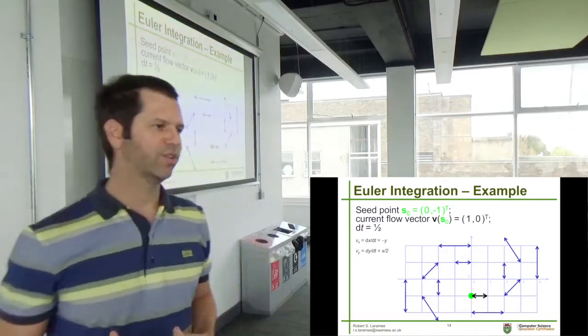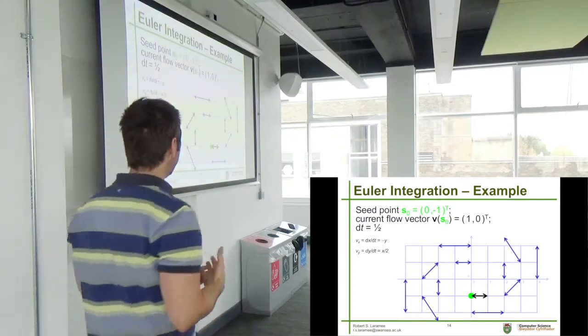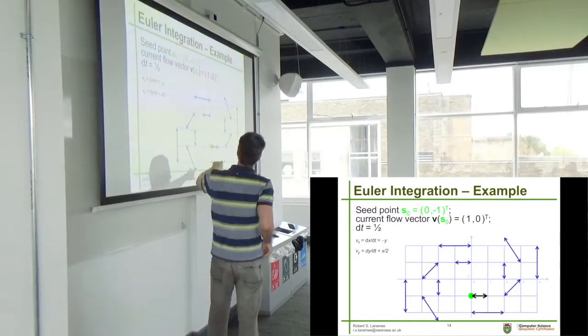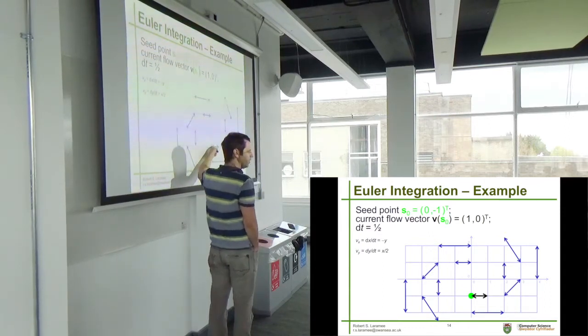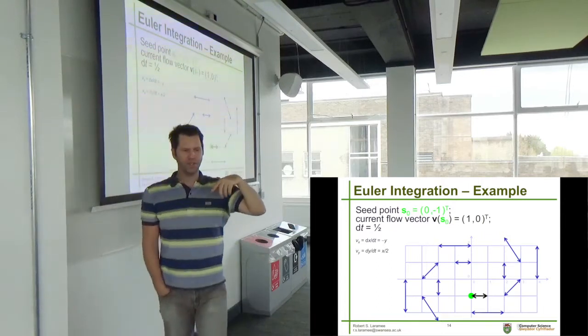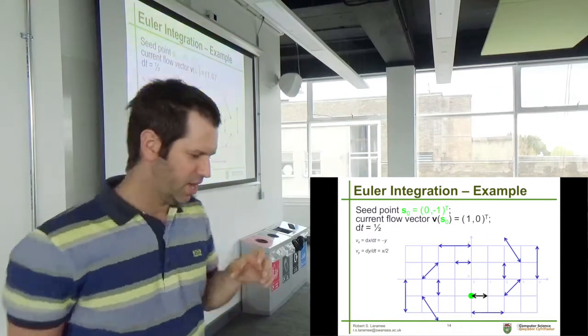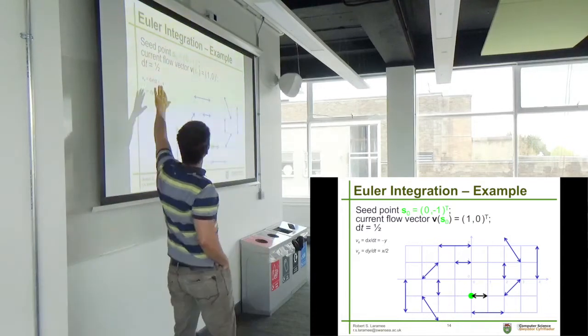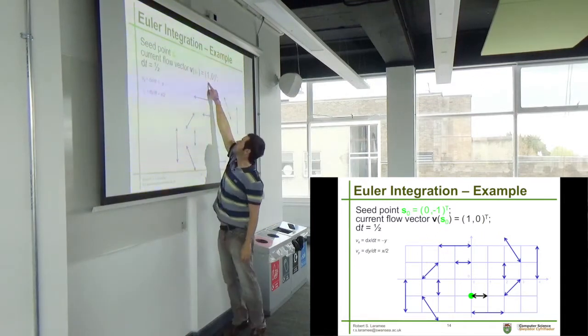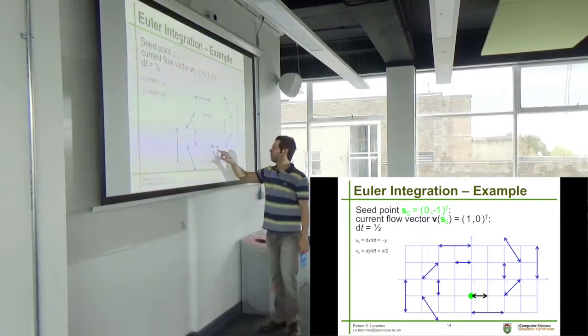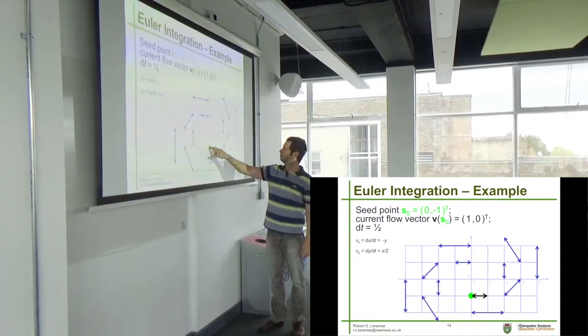And that's part of the Euler integrator, by the way. The Euler integrator says, take the current position, approximate the velocity here, and then push it a little bit in that direction to get the next seed point. Now, how much do you push it by? In this case, we've set dt to a half. So it's actually a half times 1, and then a half times 0, which is a half, 0. So the next position is right here on the streamline.